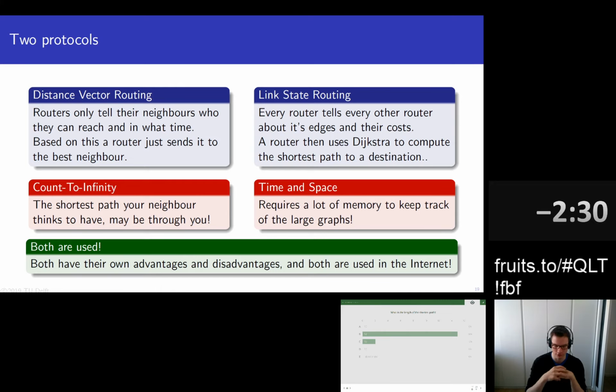Only link state, I'd argue, really is guaranteed to find you the shortest path because it uses Dijkstra. Both of these are used in the internet to send messages from A to B. Okay, that's shortest paths in the internet. Let's get back to shortest path in general in graphs.